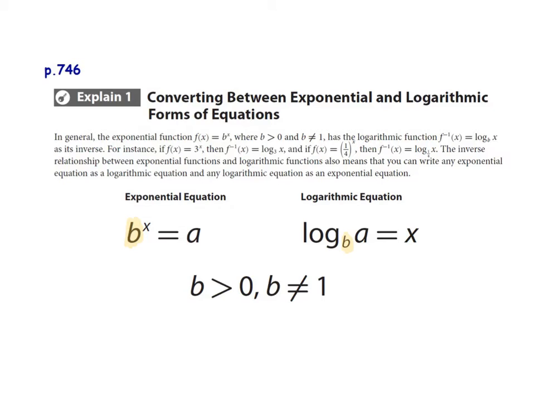Our input for the exponential, which is our exponent, becomes the output of the log. The output of the log becomes the input for the exponential. The output of the exponential becomes the input for the log. So hopefully you see how the base remains the same. This will help you when we start writing them. Base stays the same. Input goes to output. Output goes to input, and vice versa. So let's try some of these.